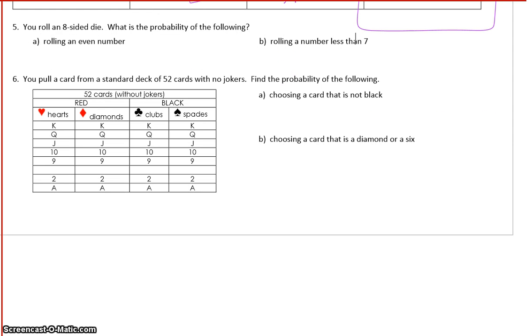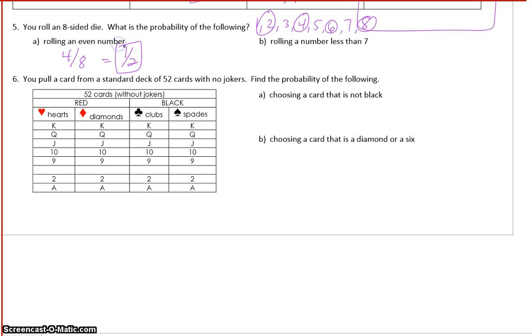For number 5, it says you roll an 8-sided die. What is the probability of the following? So we're going to assume that the 8-sided die is labeled 1, 2, 3, 4, 5, 6, 7, 8. So what is the probability of rolling an even number? Well, we have 2, 4, 6, and 8. That's 4 out of 8 possibilities, which we can reduce to 1/2. Please try B for tomorrow.